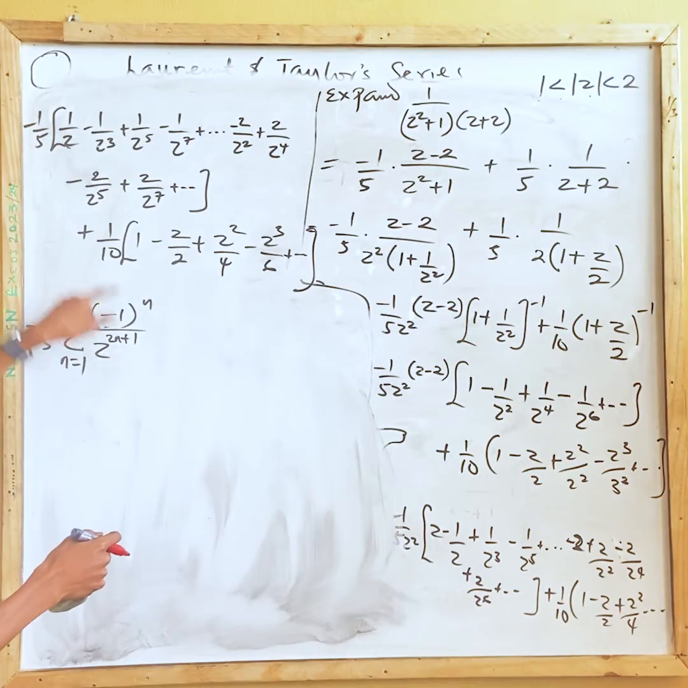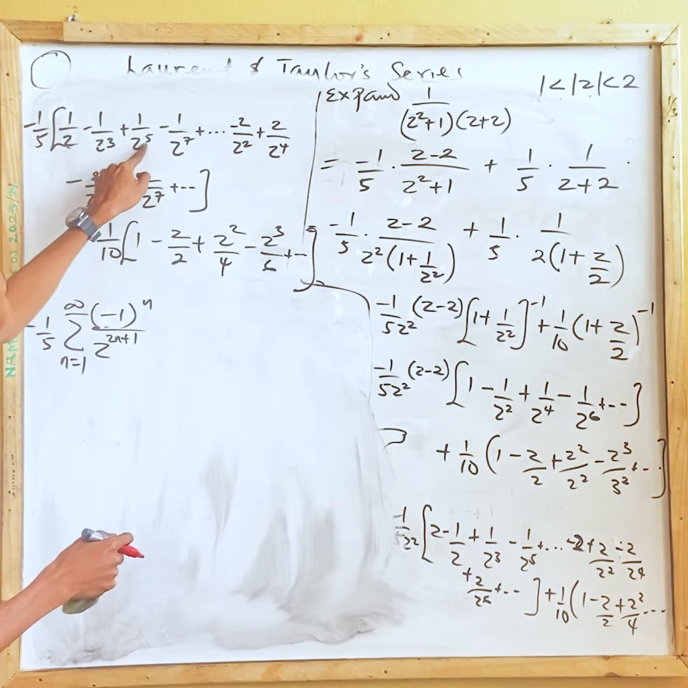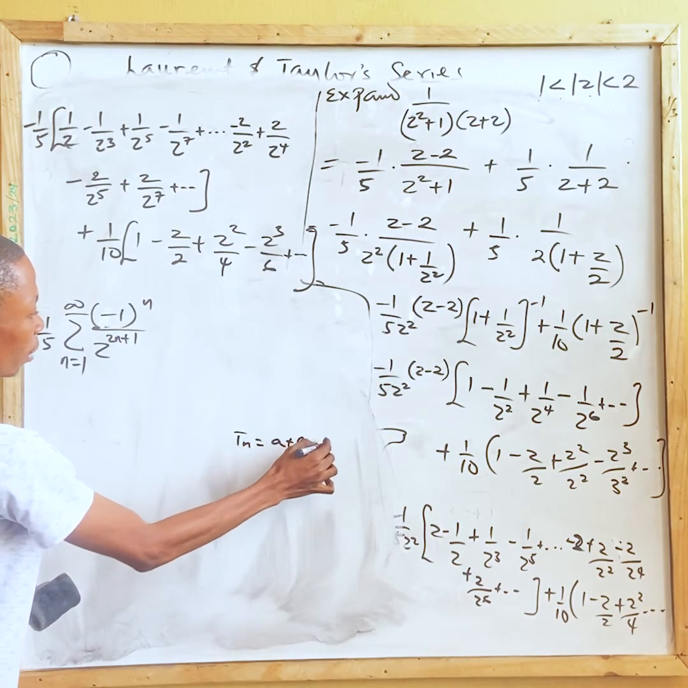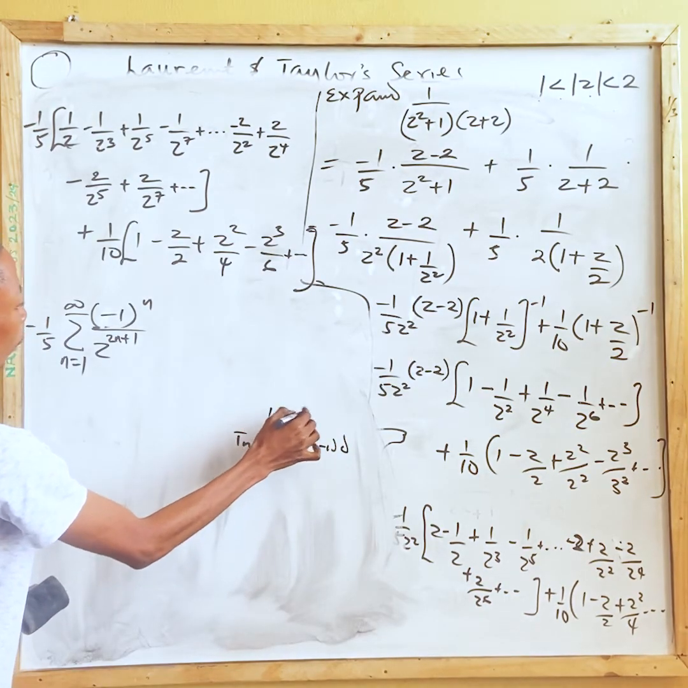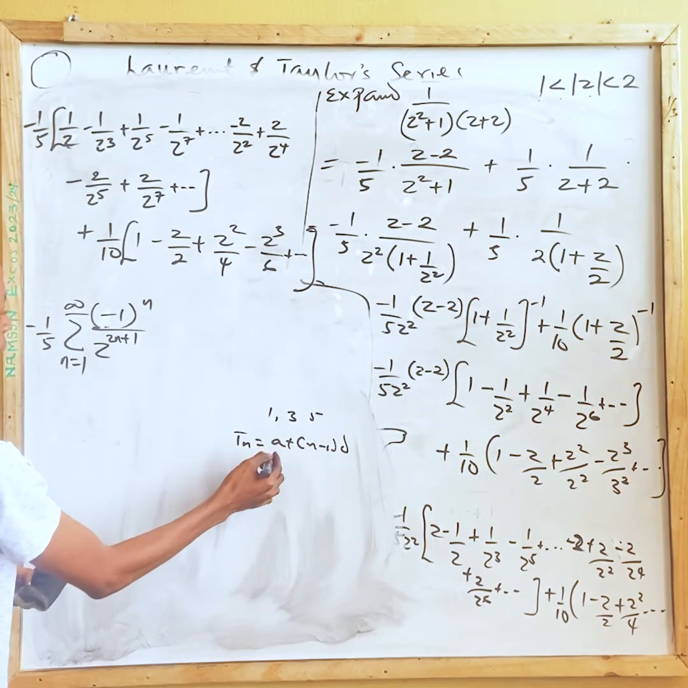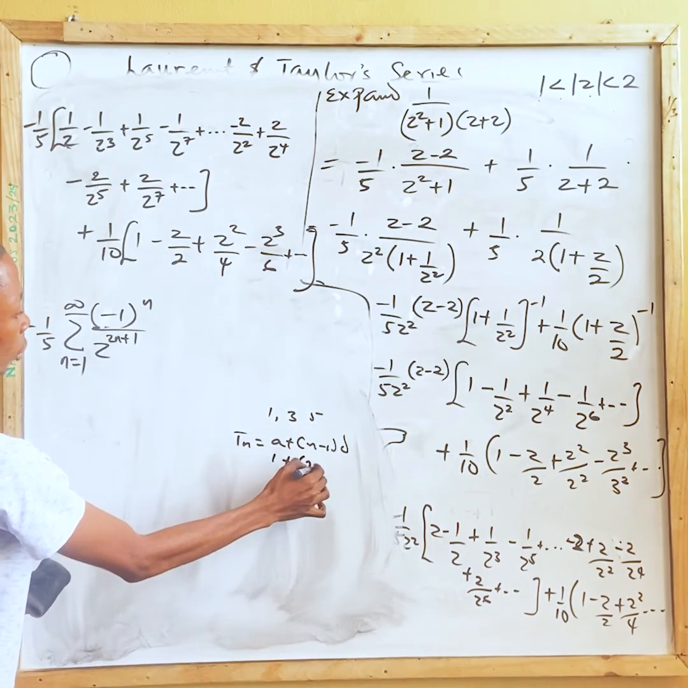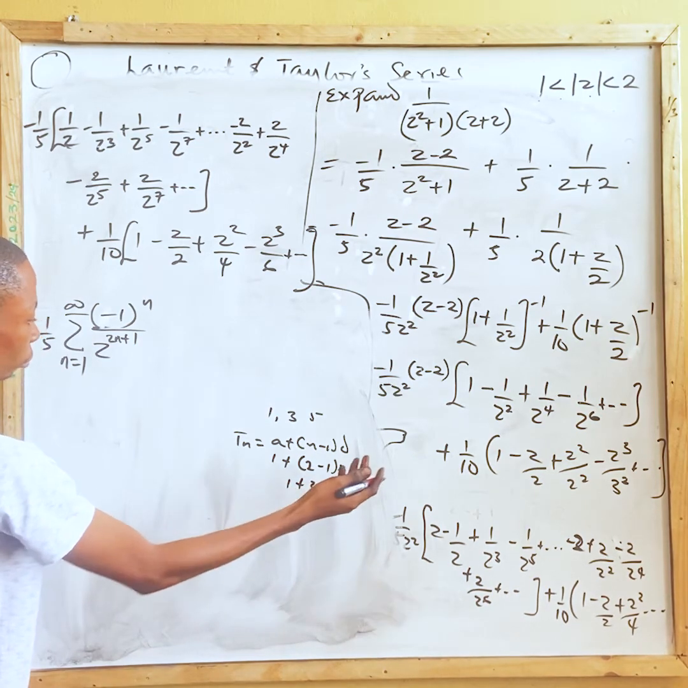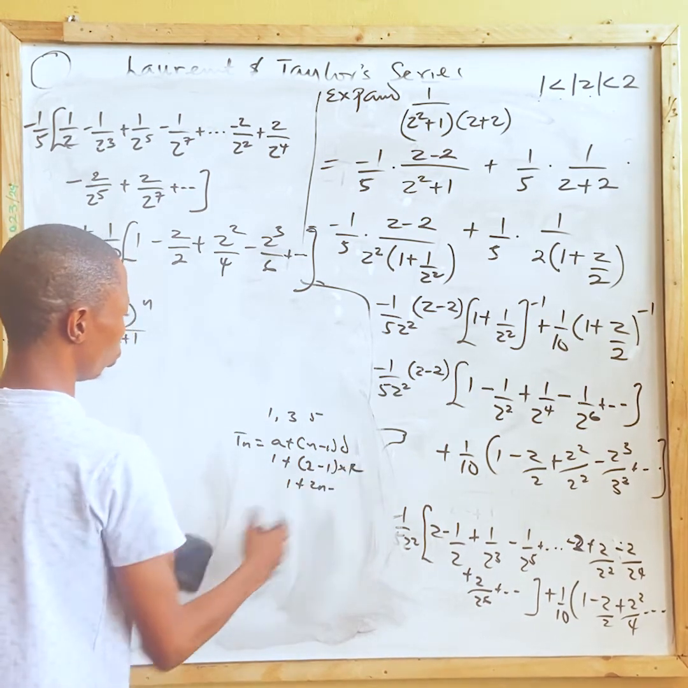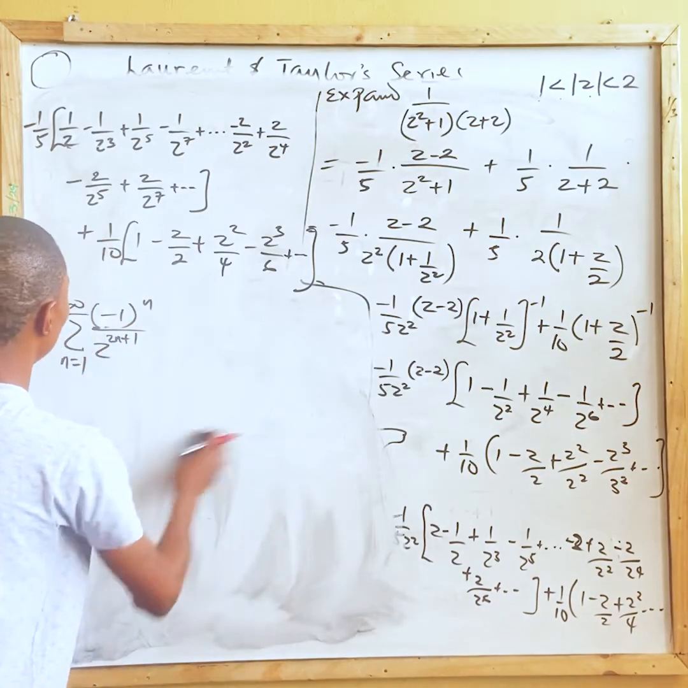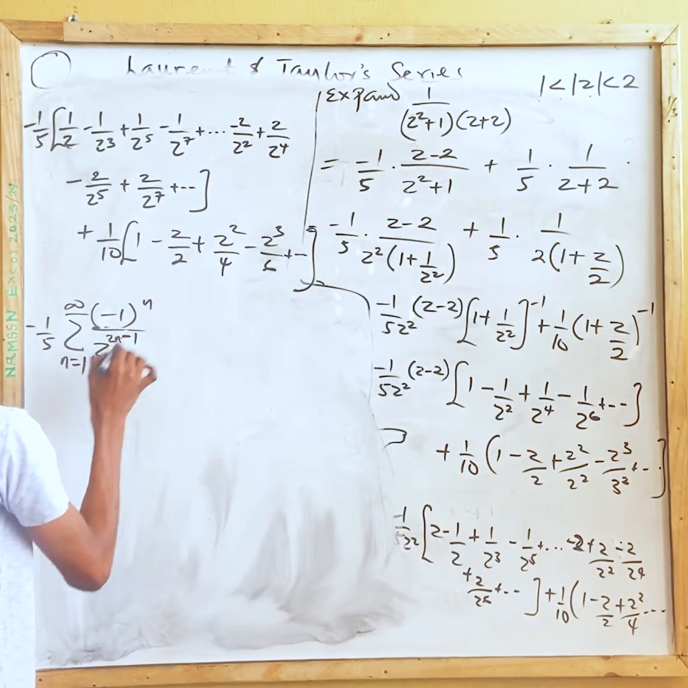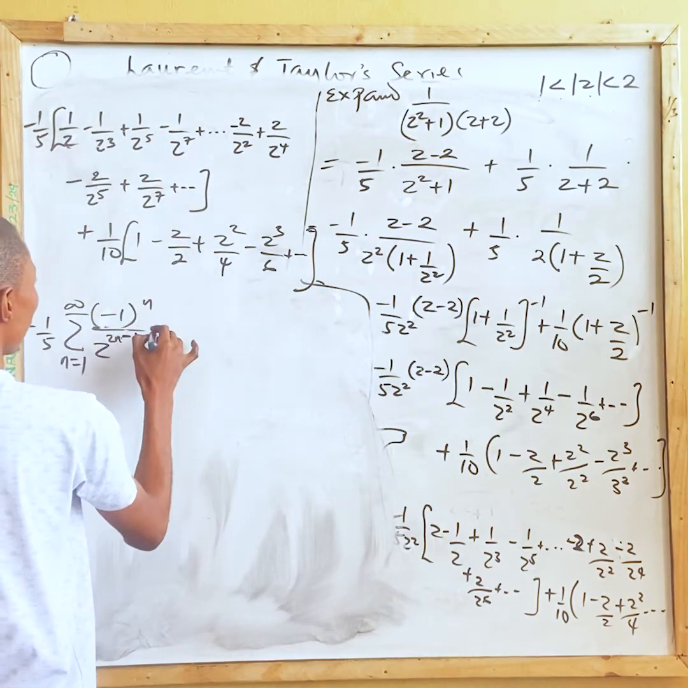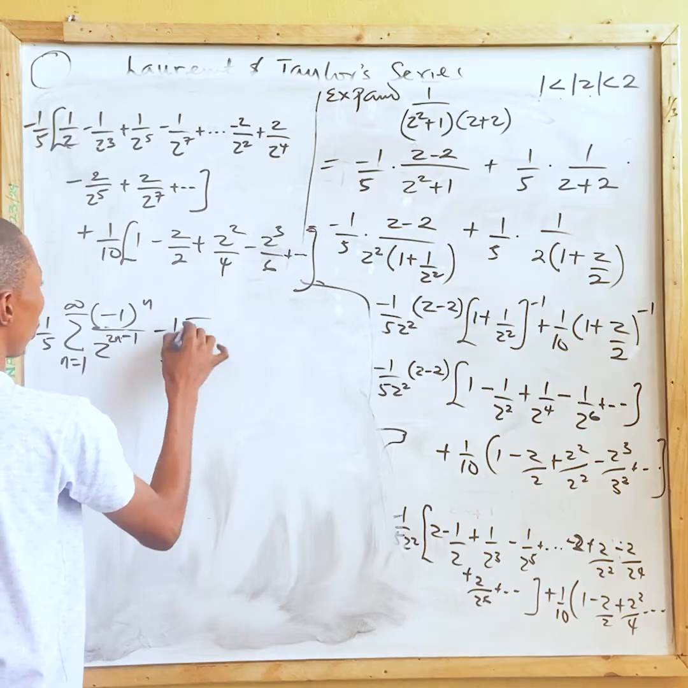Why z raised to power 2n plus 1 is because this power here is odd: 1, 3, 5, 7, 9. If you want to know, go back to your AP. Tn equals a plus n minus 1 d. If you're having 1, 3, 5, try to get the nth term of it. That's 1 plus 2n minus 2. So you get 2n minus 1 as your nth term for this one. And then don't forget, minus 1 over 5 is still multiplying this summation.